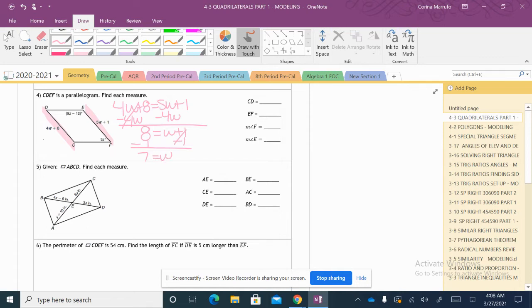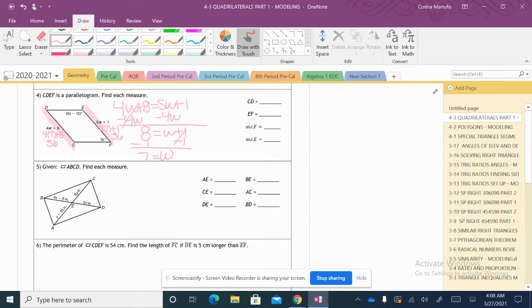But they're not asking us for w here. They're asking us for other things. So I'm going to take that w and plug it in here. 7 times 4 gives us 28, plus 8 gives us 36. And if we did this correctly, this other one should also give us 36. So 5 times 7 is 35, plus 1 is also 36.